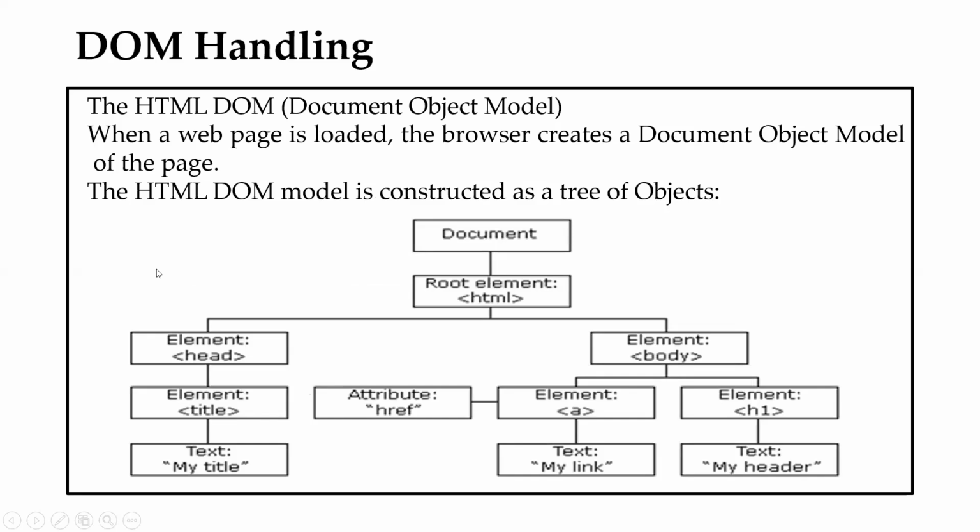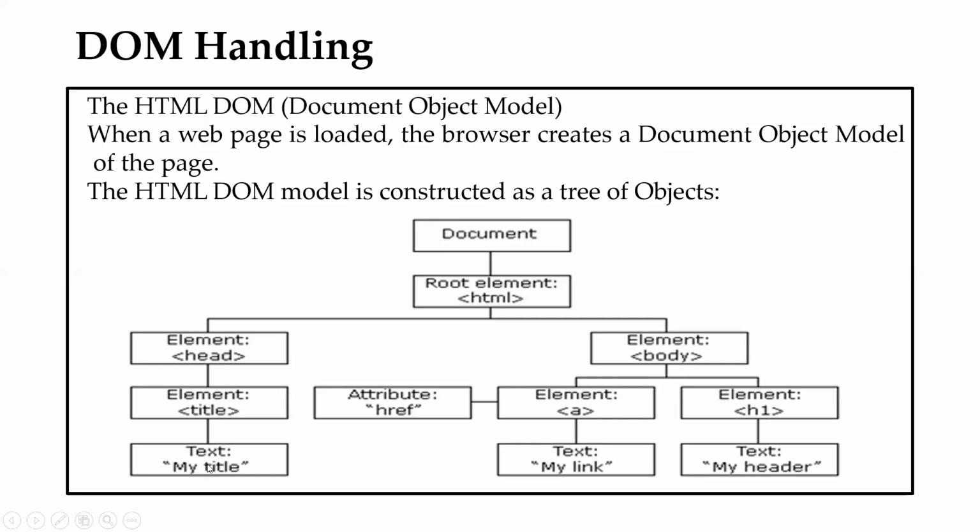So what is the HTML DOM? When a web page is loaded, the browser creates the DOM object. The HTML DOM model is constructed as a tree of objects. The document is a host object. The root element is HTML. Then other elements are created like this: the head element, the title element, and the title element has text.